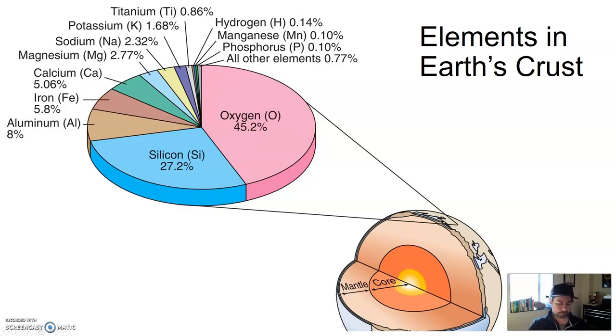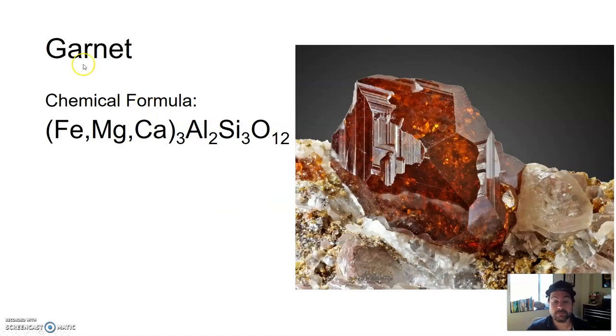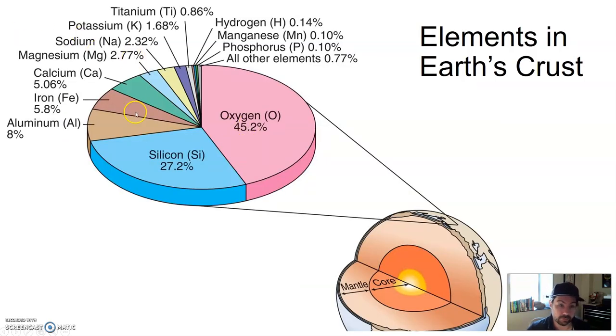Let's take a look. So here are some somewhat common minerals. So garnet. This is a garnet. Can be a gemstone. I forget if it's a birthstone. I believe it is. But garnet is a mineral. You can see it's made up of iron, magnesium, calcium, one of those, plus aluminum, silicon, and oxygen. All of those things right here.